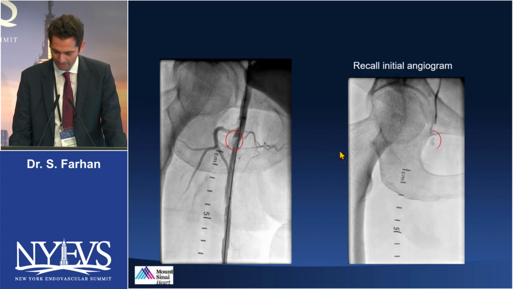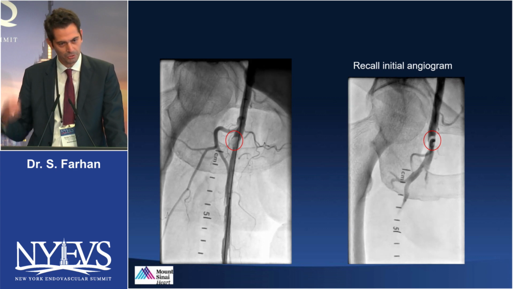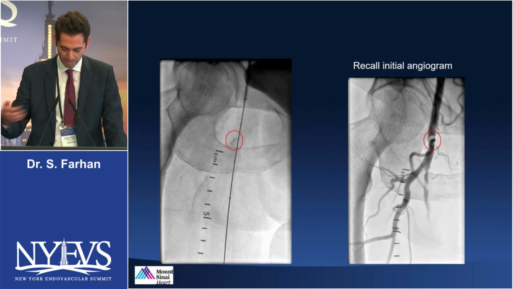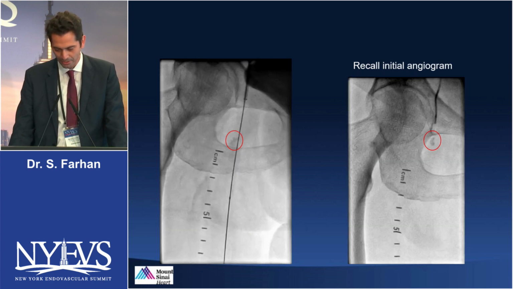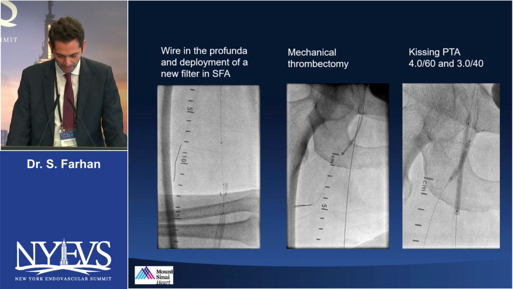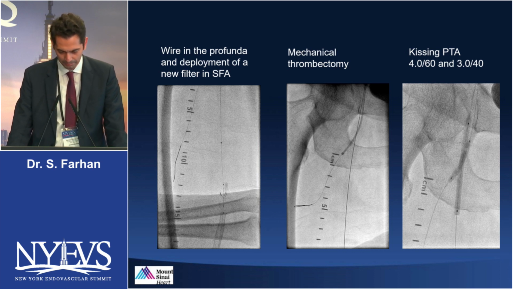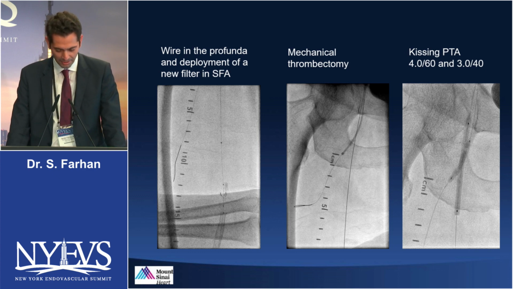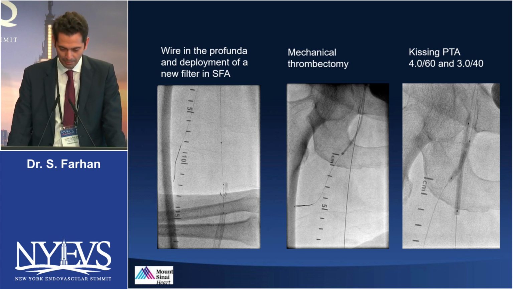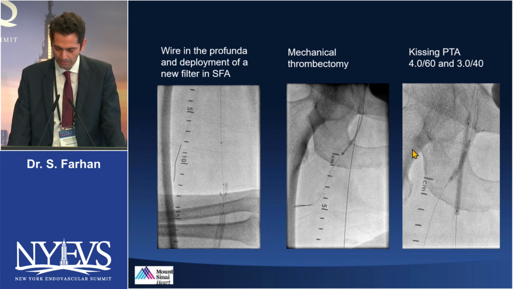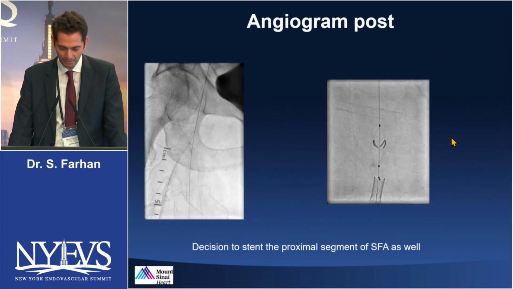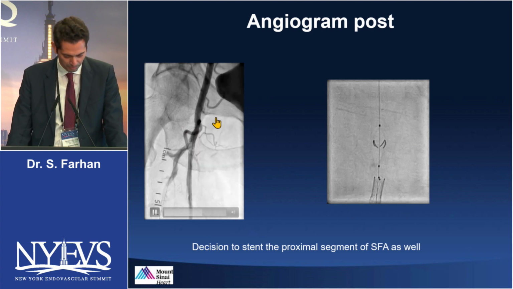But where is this next picture here? With all the manipulations and devices which went in and out of the sheath, probably this atheroma got dislodged into the profunda and occluded it. So moving forward from there, we wired both arteries, profunda and SFA. I decided to put a new filter in to avoid any embolizations in the SFA. We did a mechanical thrombectomy with Penumbra, and we did a kissing balloon, two undersized balloons in the profunda and SFA.